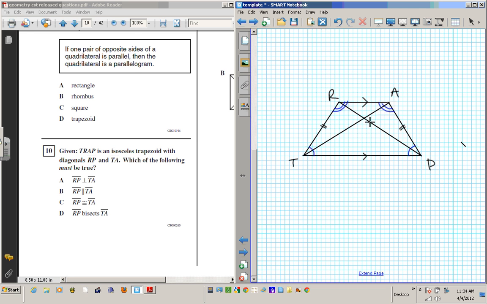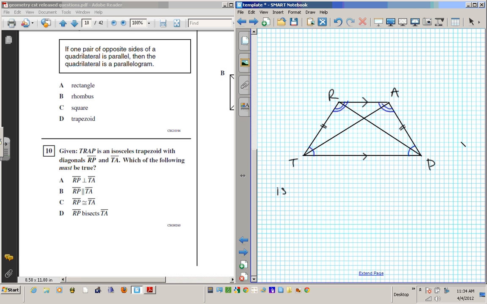RP is parallel to TA. Absolutely not. They're not parallel lines. RP is congruent to TA. Do we know that? Can we make that conclusion? If RP is congruent to TA, that means that we're saying that triangle TRA is congruent to triangle RAP. I mean PAR.